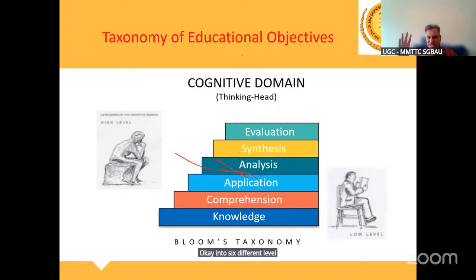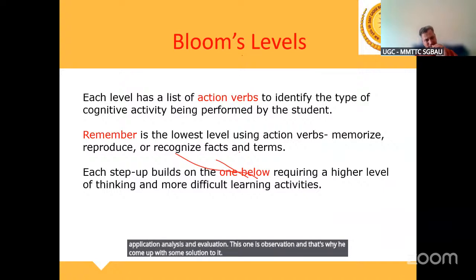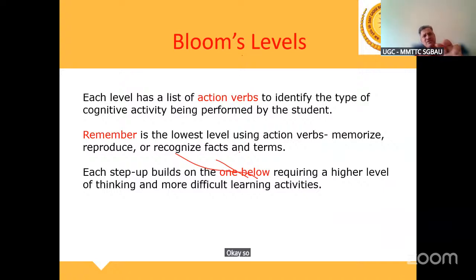Knowledge is at the bottom. And what was his observation? That when it comes to assessment, 95% of the questions were testing only the knowledge of the student, right? Not the other aspects, maybe comprehension, application, analysis, synthesis, and evaluation. This was his observation, and that's why he came up with a solution to it. Each level has a list of action verbs. What are all those action verbs?